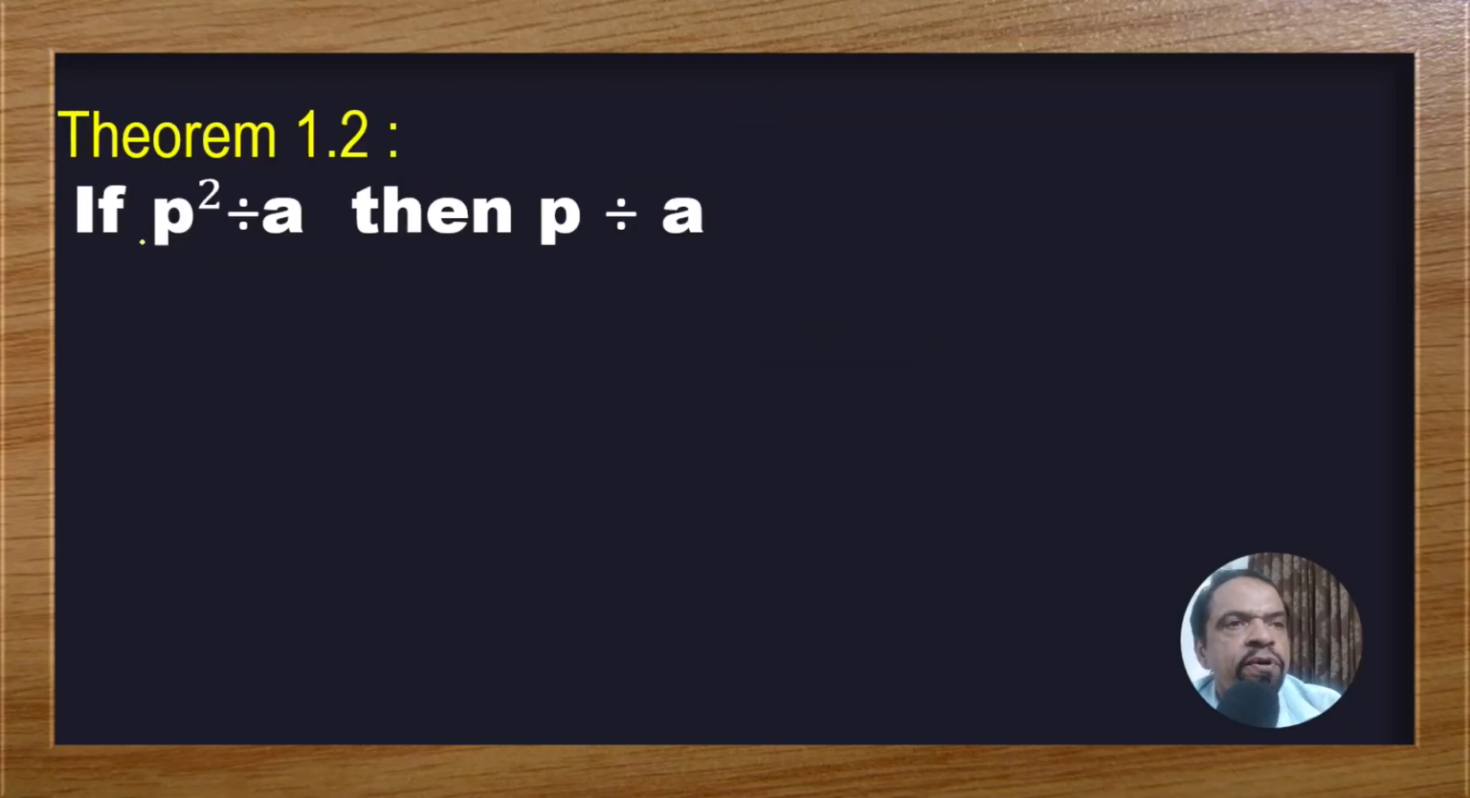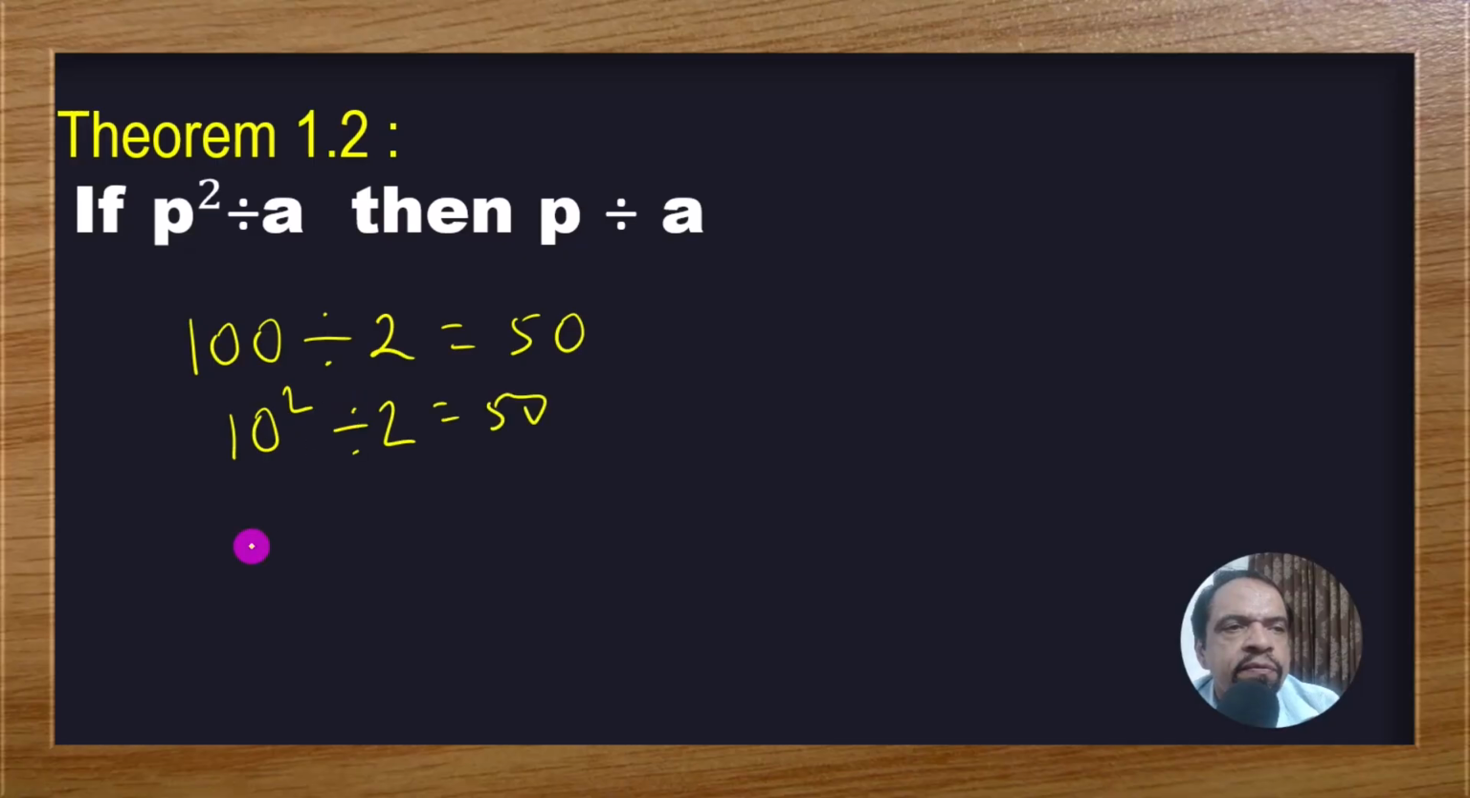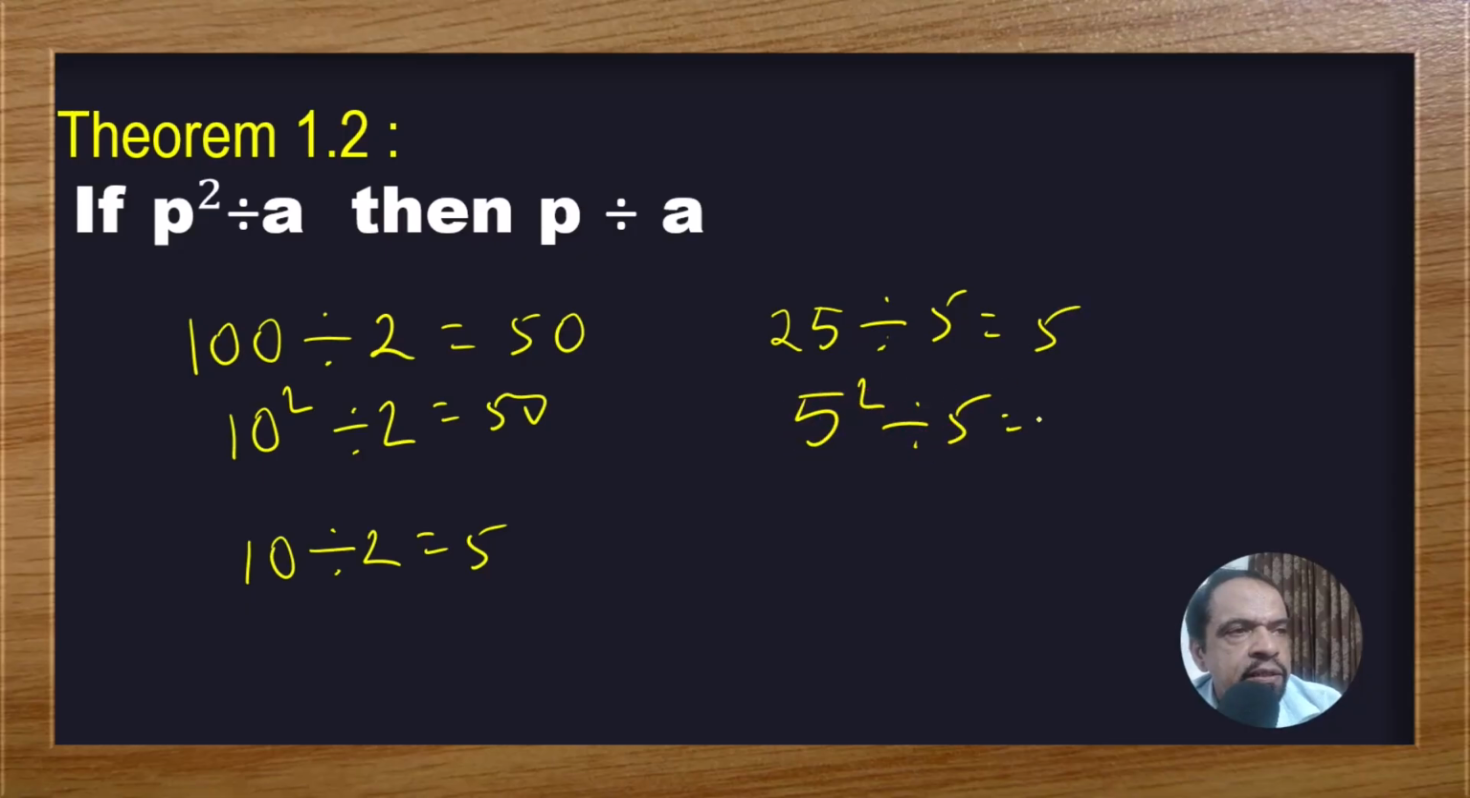Now theorem 1.2, a very simple and very useful theorem. If p squared is divisible by a, then p is also divisible by a. Like this, 100 can be divided by 2, very simple, 50. Or we can say 100, which is 10 squared, can be divided by 2. So if the square of a number is divisible by 2, then the number without the square is also divisible by 2. Another example, 25 can be divided by 5. Or we can say 5 squared can be divided by 5, so 5 without the square can also be divided by 5. A very simple and very useful theorem.